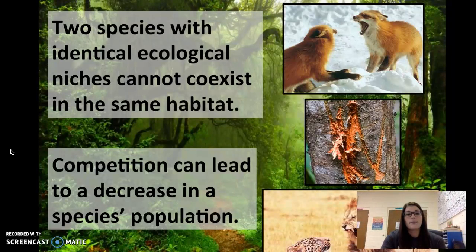So, lots of different organisms all live in an ecosystem. They all interact in different ways, but we're just saying that if they have the exact same niche, needing the same food source, same mate, same place, there's going to be a problem. We call that competition.